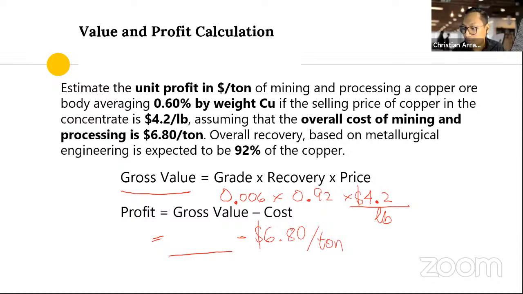Yung gross value muna. What's the gross value? The value is, anyone who got the correct answer? Paki-calculate please. Okay, so 0.0231184. Okay. This is per pound. Yes, dollars per pound. Okay.